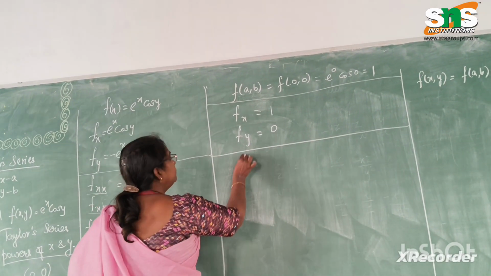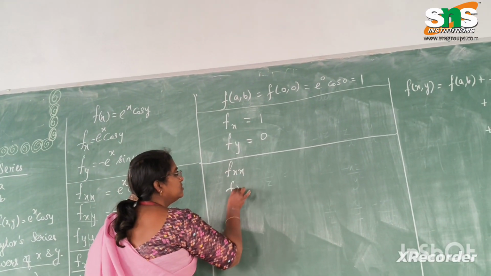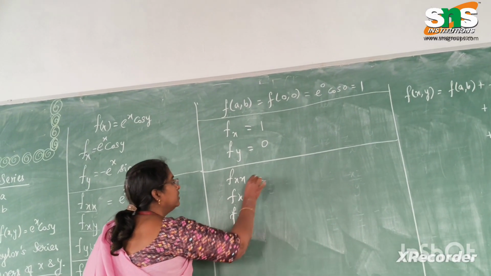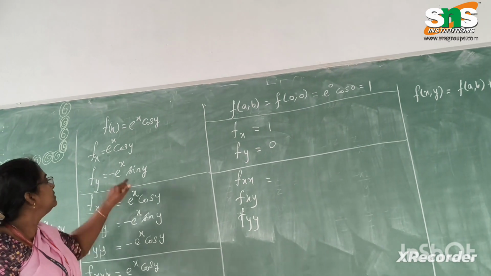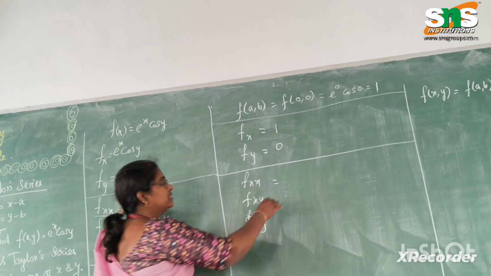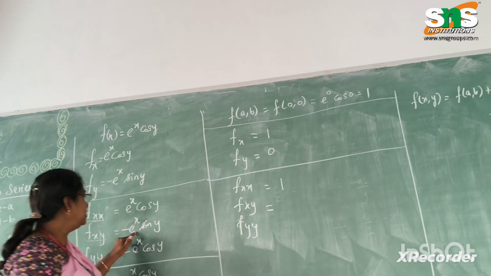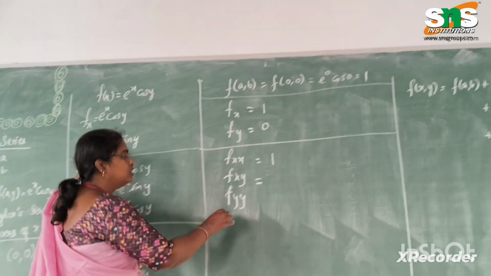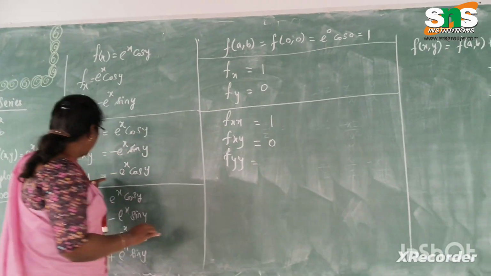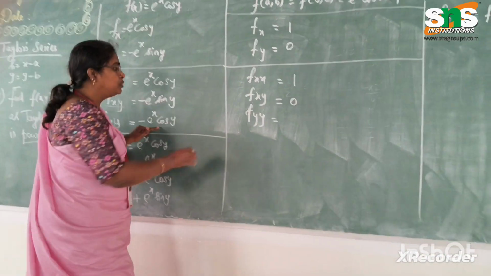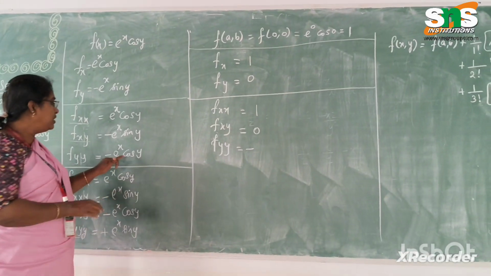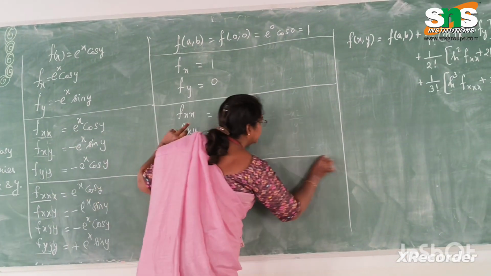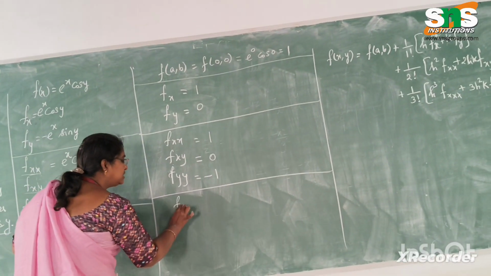Okay, next, fxx. Again it is the same as the fx value, so put the same value. Next, fxy is minus e power x sin 0, and sin 0 is 0, so the answer is 0. Then fyy: put minus, and e power x cos y, already we know it is 1. So replace here. Easily you can get the values for these steps.